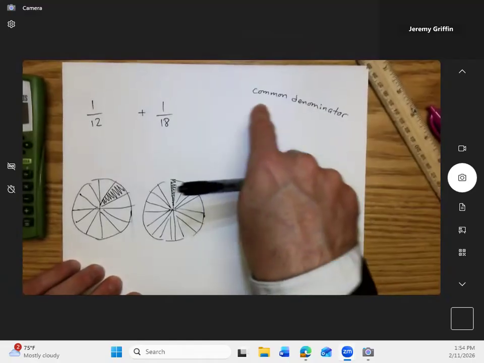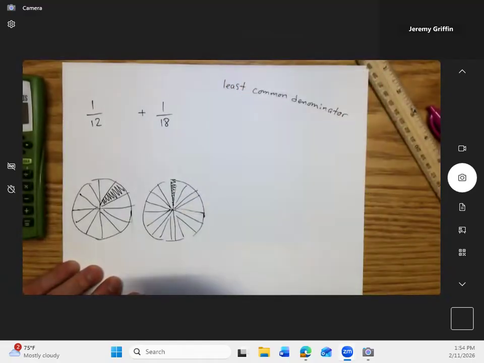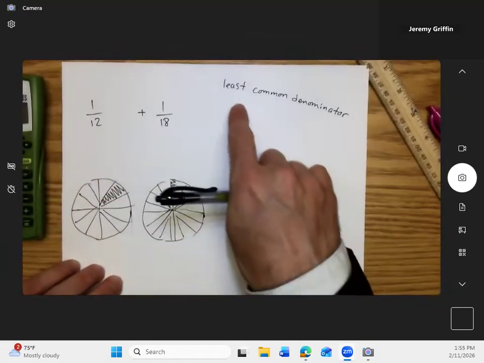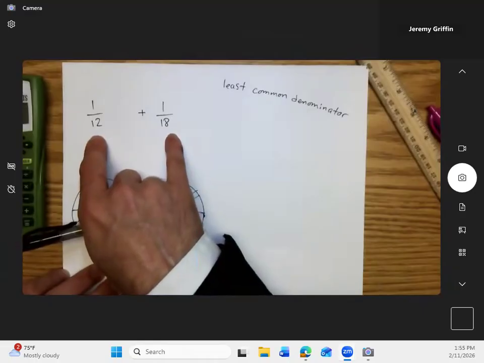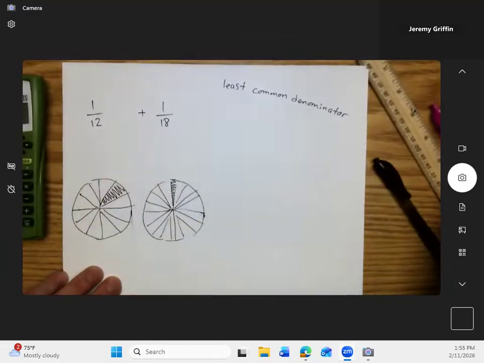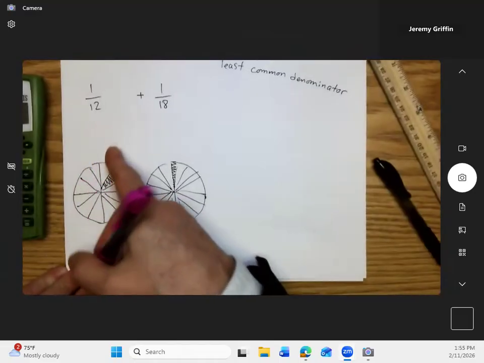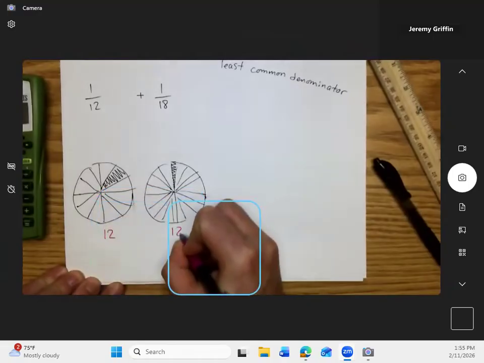I'm going to add to this term common denominator. I'm going to say least common denominator. So you could do 12 times 18 and work it that way, but there's a smaller number that both 12 and 18 go into. And the way you can find that number is you can do a prime factorization of each of 12 and 18. So the number 12, the number 18.